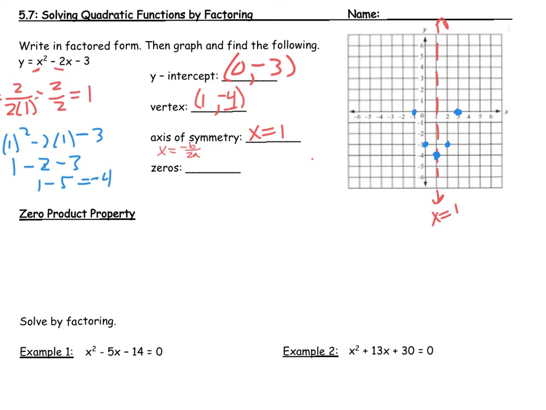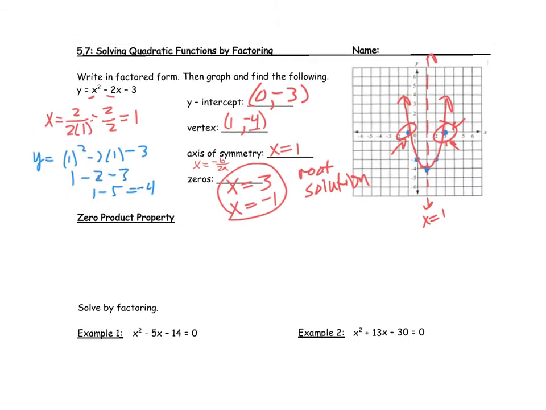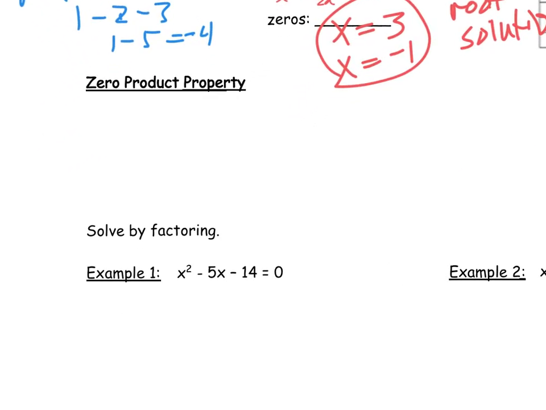Your zeros. Once you find your vertex and all that, you can use Desmos to check your work. Our zeros are right here where it crosses the x-axis. This one looks like it's at 3, so x equals 3. And this one looks like it's at -1, so x equals -1. These are my zeros. They also call them roots or solutions. So if they ask for roots or solutions, they're just talking about where the graph of your quadratic function, your parabola, crosses the x-axis.